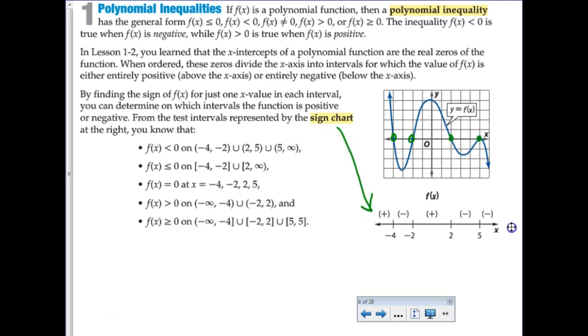They draw a number line in one dimension, and they mark down all of your critical points. So -4, -2, 2, and 5. And then they wanted you to either put a plus sign or a minus sign, depending on whether your function was positive or negative. So above the x-axis or below the x-axis. And that's what they did.